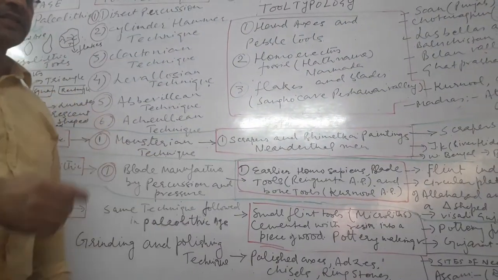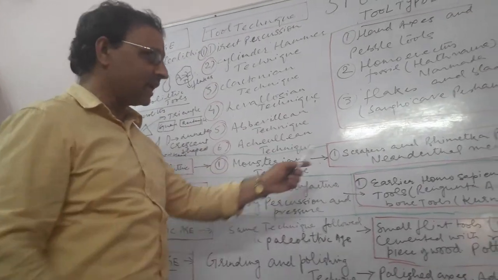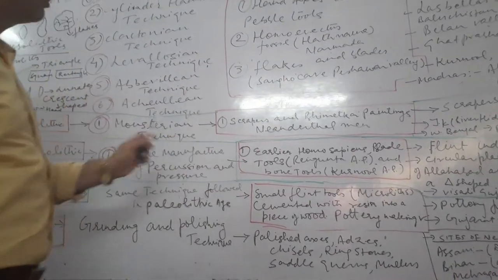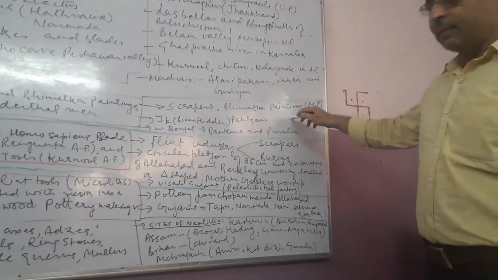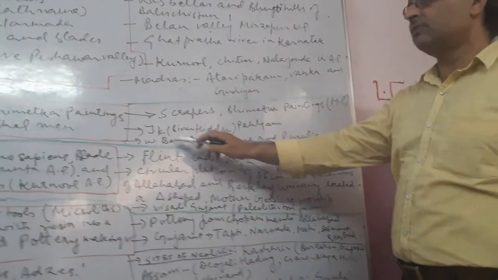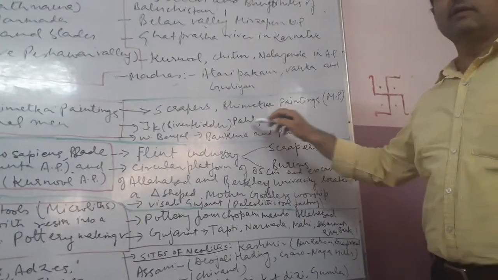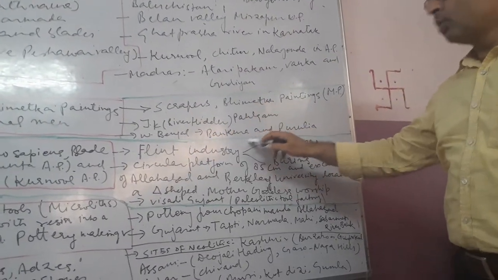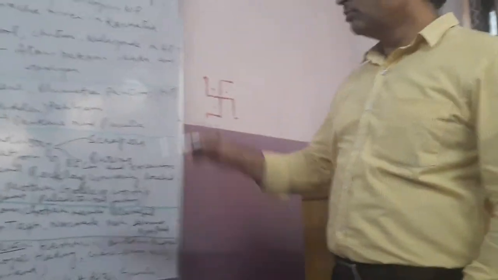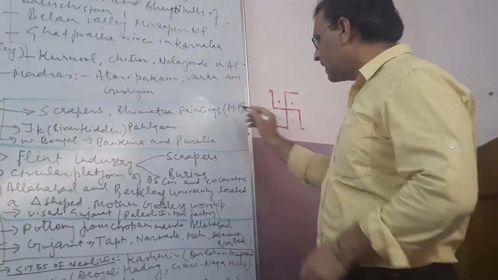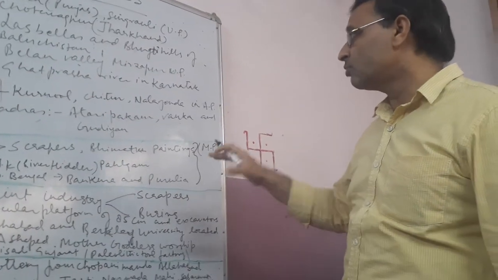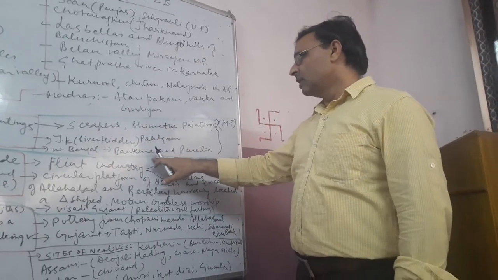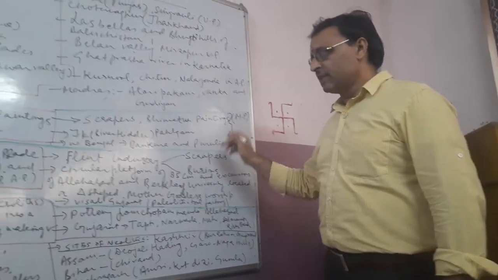Scrapers means khurchne ke liye, jaise jisko khurcha jata hai, scrap kiya jata hai. That is the scrapers, and that type of tools they had. And from where have we discovered these scrapers? We have discovered them from Bhimbetka, and we have the Bhimbetka paintings in MP also. Besides this, we have discovered scrapers from the Jammu and Kashmir river area, Belgaum, and in West Bengal, Bankura and Purulia region. From these areas we have discovered the tools of the Middle Paleolithic age. So you have to cram the sites: Belgaum, Bankura, and Purulia in the West Bengal area.